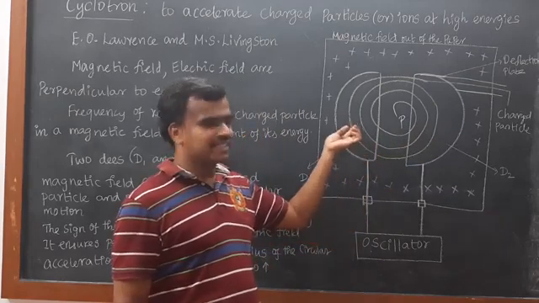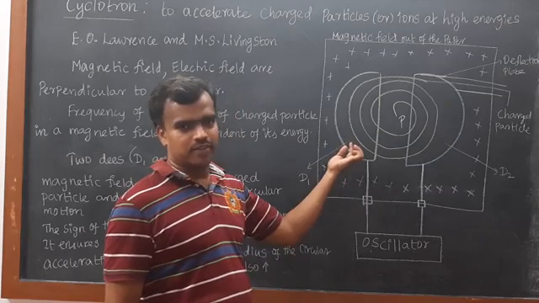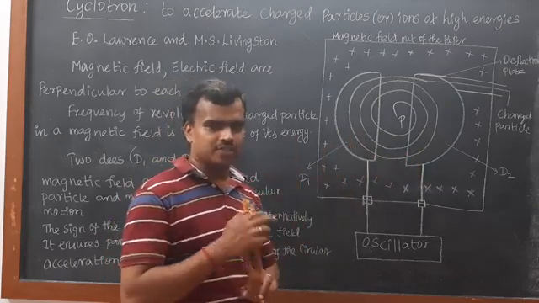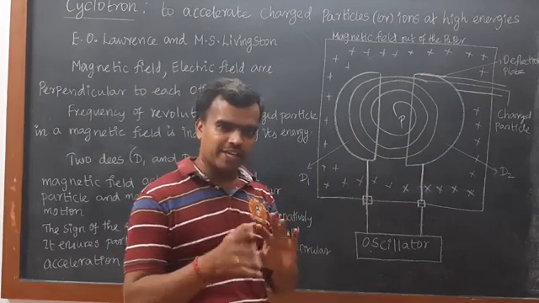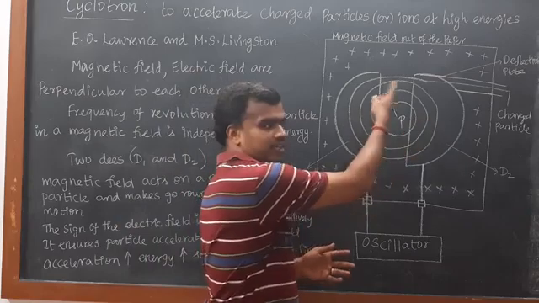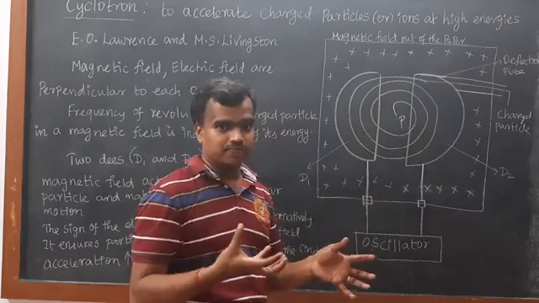While it reaches the second, this is D1 actually, right? This is D2. While reaching this D, again we are going to change the polarity. So the polarity change is happening simultaneously. That's why it gets deflected and gets more energy, right?